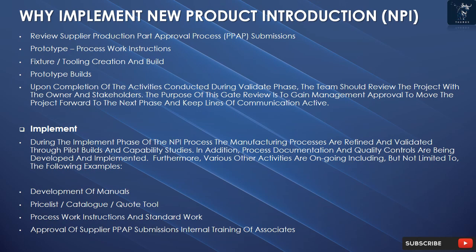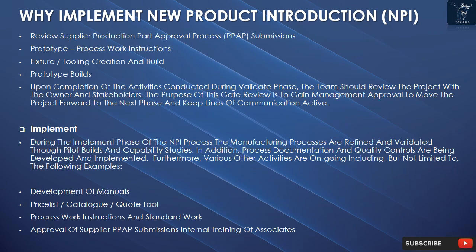Implement. During the implement phase of the NPI process, the manufacturing processes are refined and validated through pilot builds and capability studies. In addition, process documentation and quality controls are being developed and implemented. Furthermore, various other activities are ongoing, including, but not limited to, the following examples.